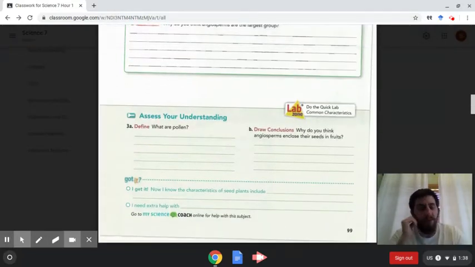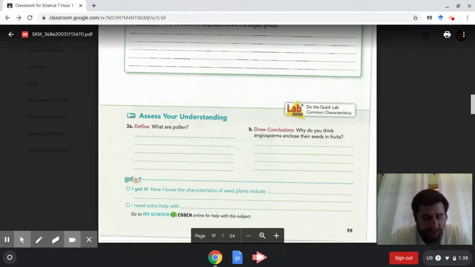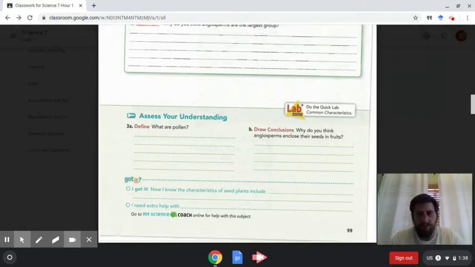So define, what is pollen? Pollen are tiny structures that contain cells that will later become sperm, so then the egg can meet it and become fertilized, and a new seed can be produced. Or not a seed, but a new living thing can be produced for seedless vascular plants and non-vascular plants. Draw conclusions. Also, again, some seeded vascular plants do use pollen.